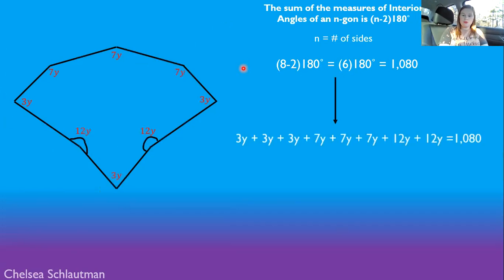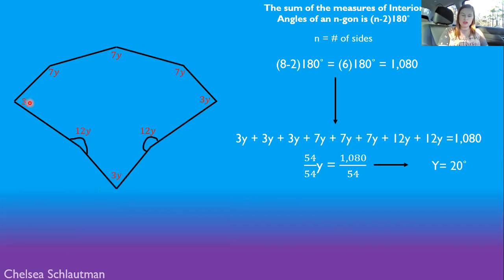Next, we're going to add all of those angles together. We have 3y plus 3y plus 3y plus 7y plus 7y plus 7y plus the two 12y's. And we're going to come up with 54y is equal to 1,080. To get y by itself, we just need to divide by that number, 54. We divide both sides, and that gives us y equals 20 degrees. Now that we know y, we're going to multiply it by the number given for each angle.